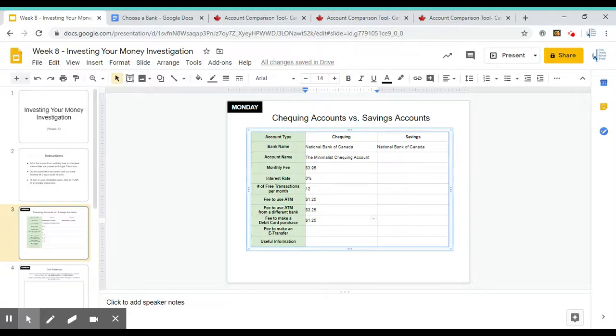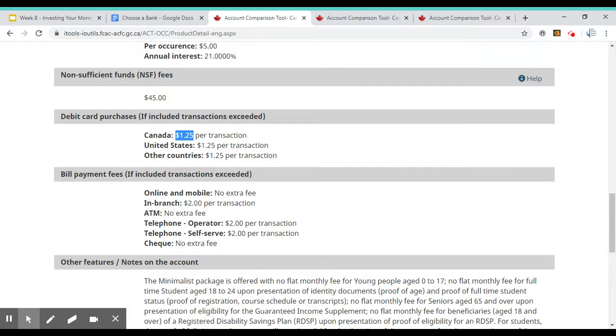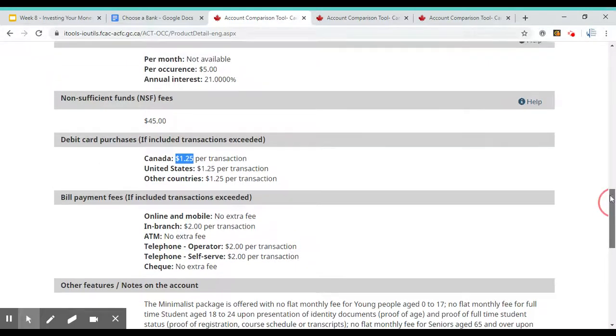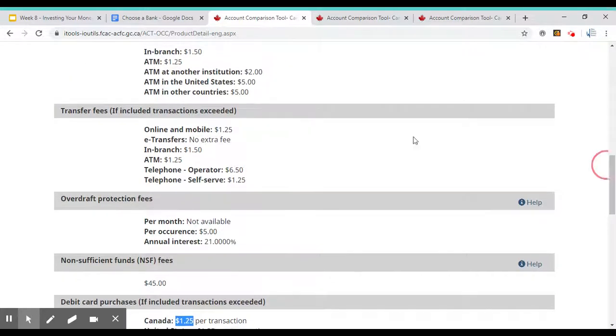Okay, fee to make an e-transfer. An e-transfer is an electronic transfer, so if you are sending money to someone or someone is sending money to you. So here it says, go back up to transfers. So it's transfer, and then it says e-transfers, and it says no extra fee, which means it's $0. So I'm going to put $0 in my table.